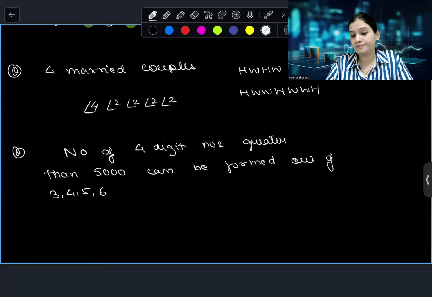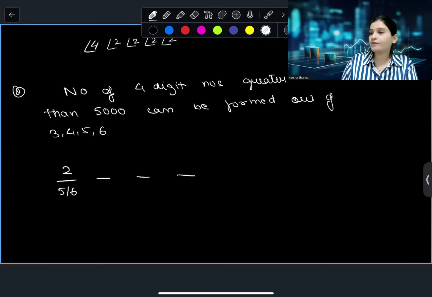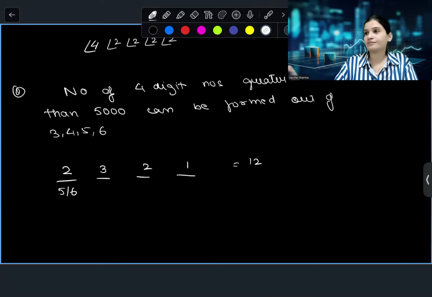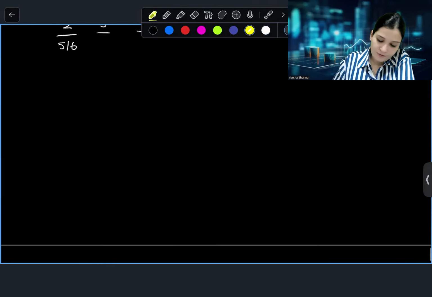Done? Yes, ma'am. So 4-digit number greater than 5,000. So the first place will be filled by 5 or 6. First place can be filled in 2 ways. One of them sits here, remaining 3, 2, 1 or 3 factorial. Answer is 12. Clear? Yes, ma'am.